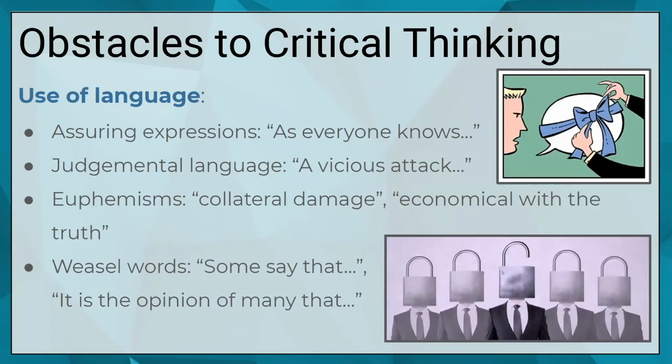When we move on to the next element of obstacles to critical thinking, namely the way that language can be used to prevent us from thinking critically about the subject matter, is by employing different kinds of expressions. Assuring expression, everyone knows that. Okay, if everyone knows that, maybe I should agree with that as well, right? Puts it at peace. Then judgmental language, using different kinds of adjectives to make it more difficult to critique or question the assumptions or the conclusions that another speaker might make.